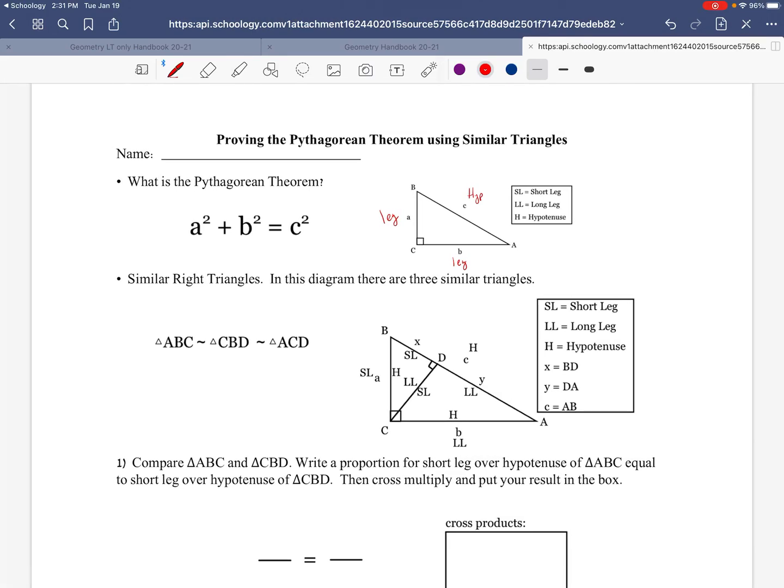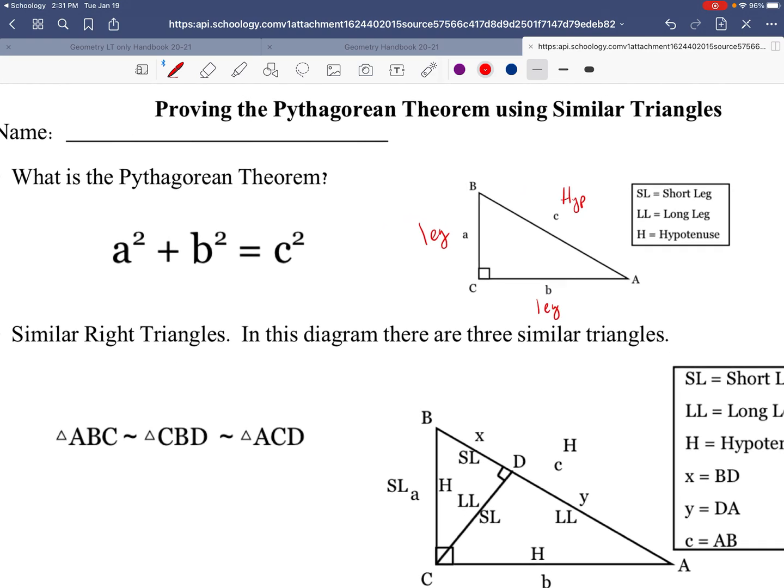Hi, this movie is for proving the Pythagorean theorem using similar triangles. So the first thing we need to do is remember what the Pythagorean theorem is. The Pythagorean theorem is for a right triangle. Here we have triangle ABC. It's a right triangle because we have a 90-degree angle.